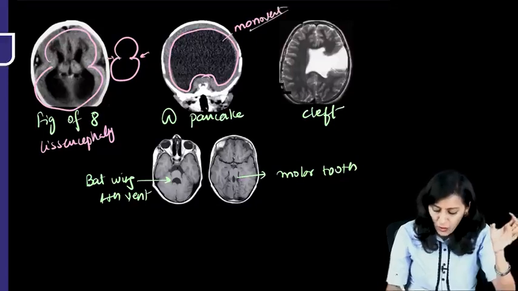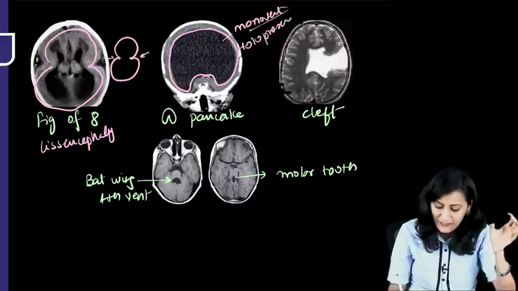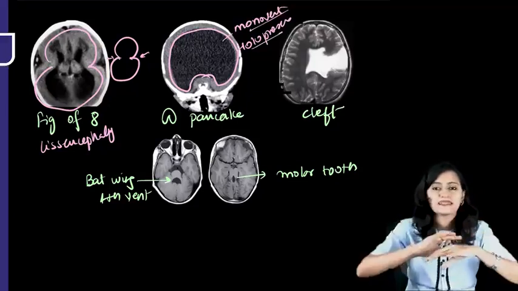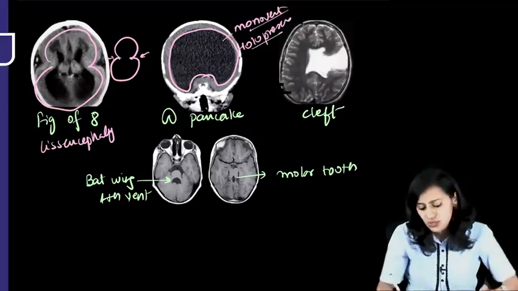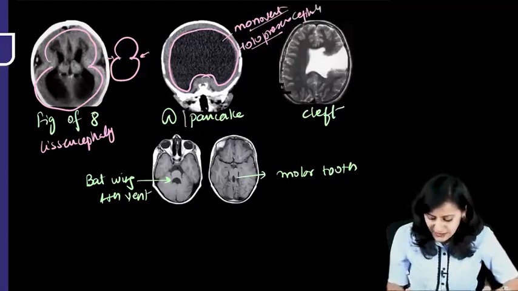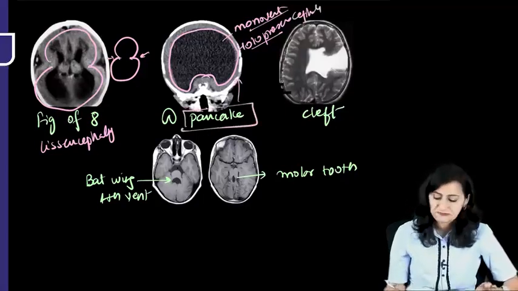then you think of holoprosencephaly. Holo: the brain is like one complete brain, there's no division. Holoprosencephaly is also called pancake brain.